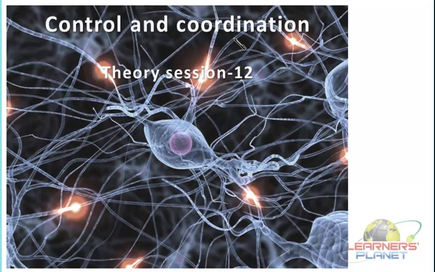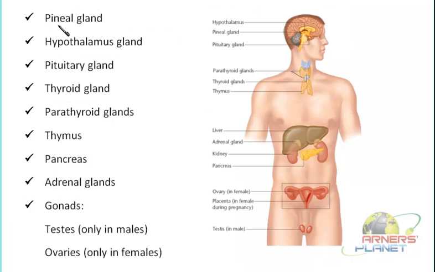So let us further continue with this particular system, and we'll just revise the various previous glands we had studied, and then we'll continue with the next type. So the endocrine system is comprised of different types of glands which are secreting different hormones and are located at different locations in our body, as we can see in the diagram.